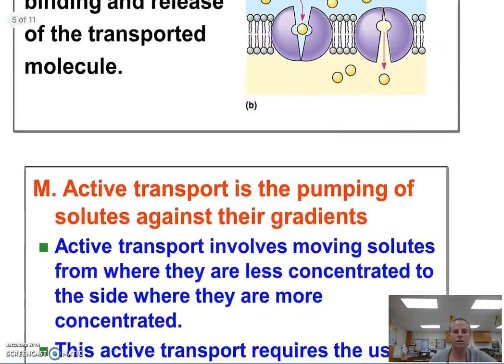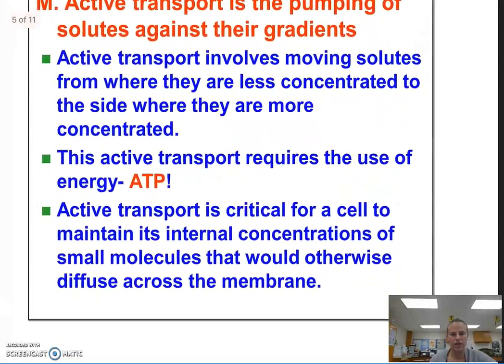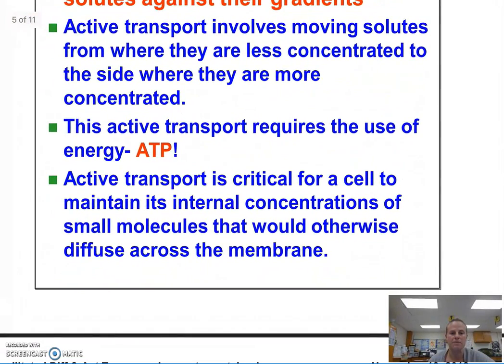But now, some molecules need to move from an area where there's already a high concentration of them. Since we're moving from a low concentration to a high concentration, I'm going against the concentration gradient. So now I need the use of energy. I need to use ATP. This type of transport is critical for a cell to maintain its internal concentrations of small molecules that would otherwise diffuse across the membrane.